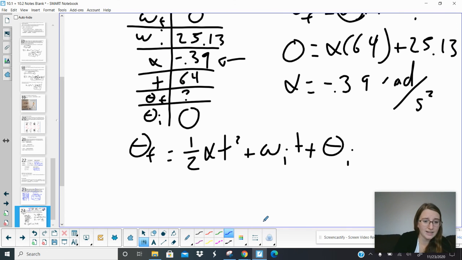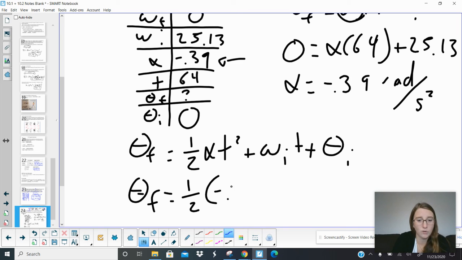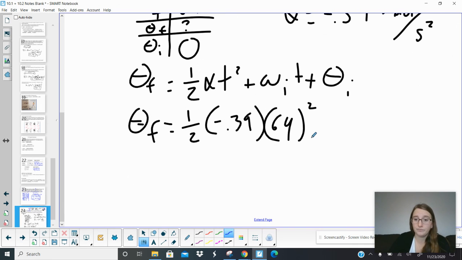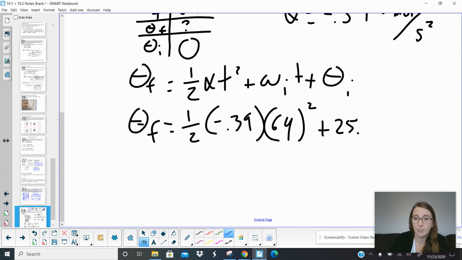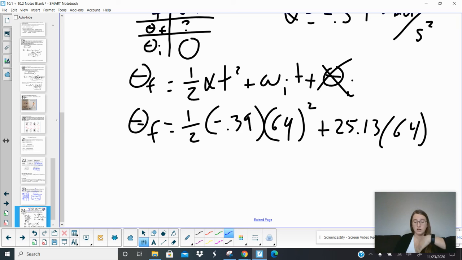Okay, so I'm trying to find theta final. I keep saying omega. We got 1/2 alpha is negative 0.39, time is 64 squared. This is going to be quite a bit. Plus our initial angular velocity is 25.13 times our time is 64. And we do not have an initial starting point. We're looking for just how many rotations it goes through. So we just got to plug everything in here. 0.5 times negative 0.39 times 64 squared. It's going to give us a pretty big number. Plus 25.13 times 64. Okay, so you should get a theta final.